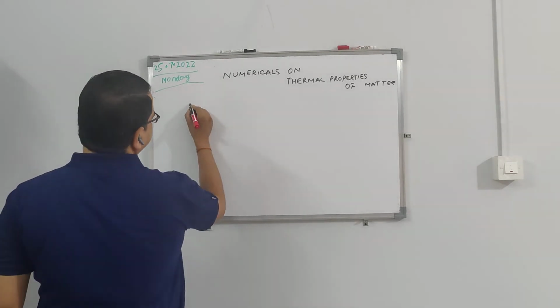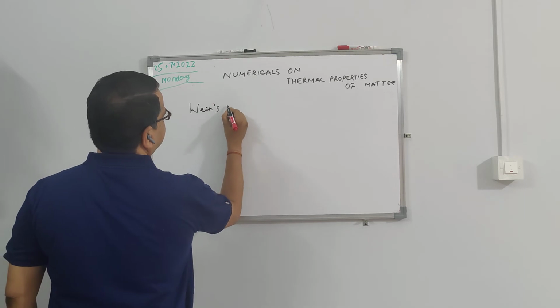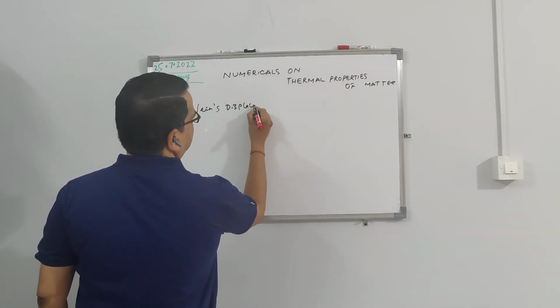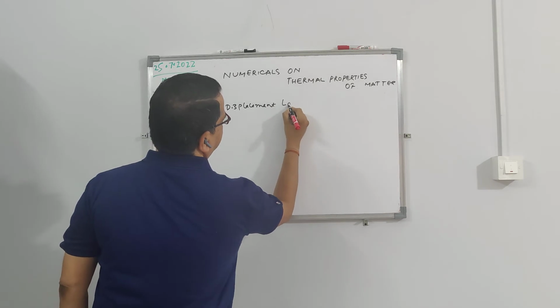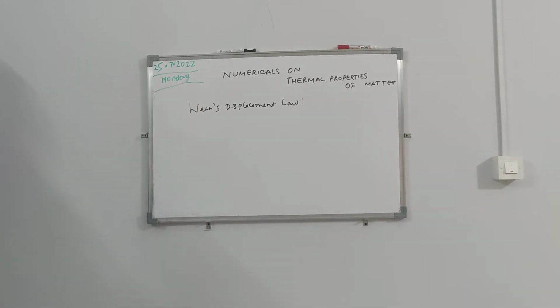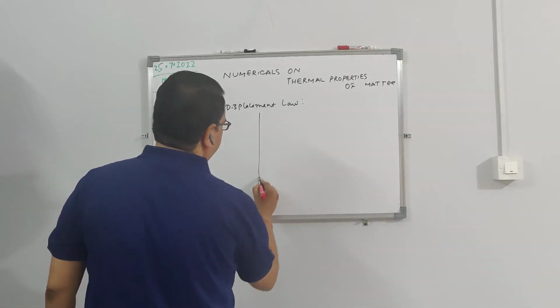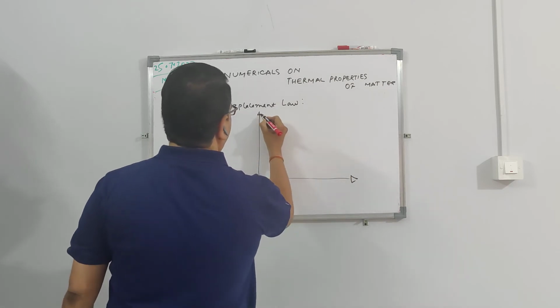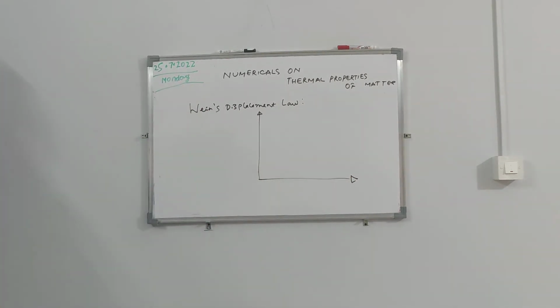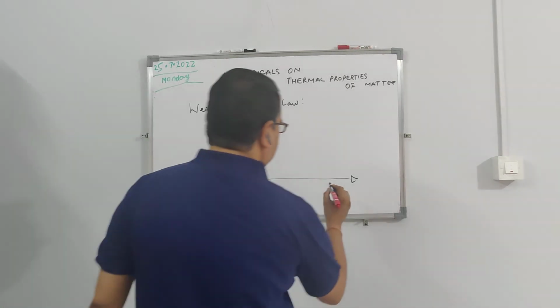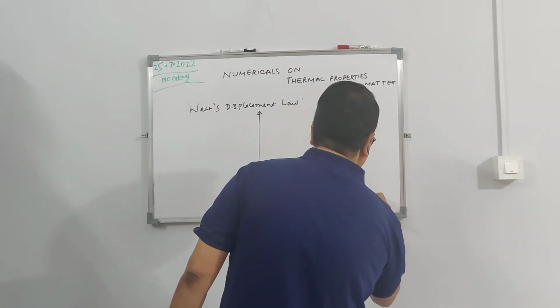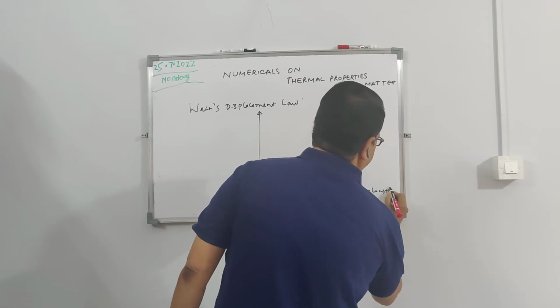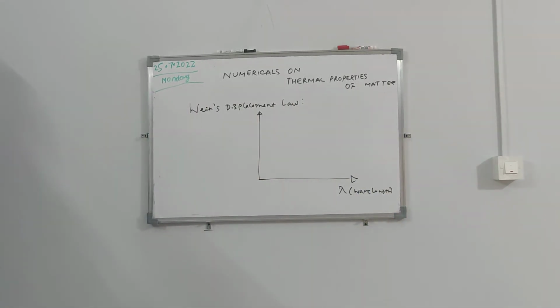Wein's displacement law. If I draw a curve, I have an x-axis and a y-axis. In the x-axis you have lambda, which is nothing but your wavelength. So it is the wavelength of radiation, the wavelength of thermal radiation. And in the y-axis you have radiation energy per unit area per unit wavelength.